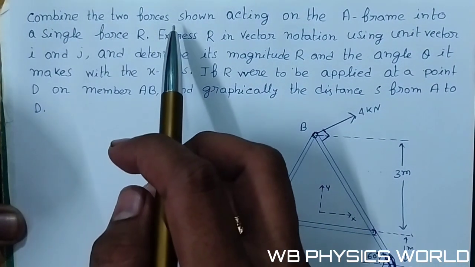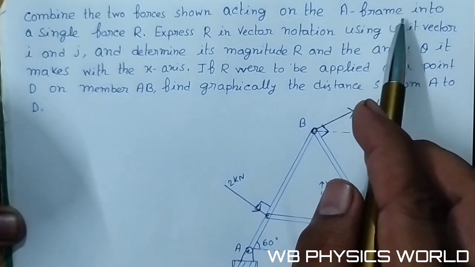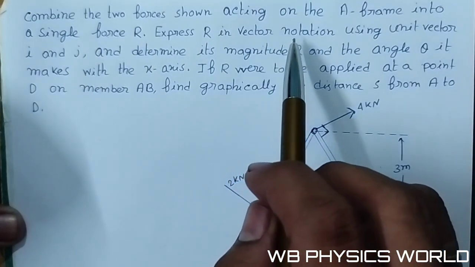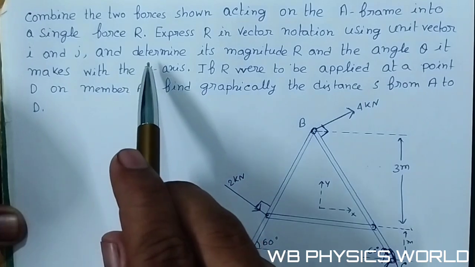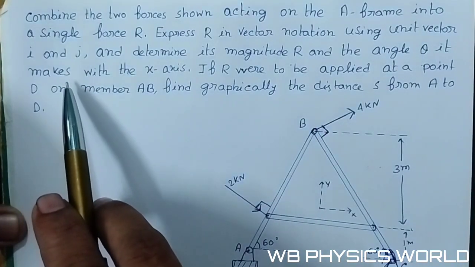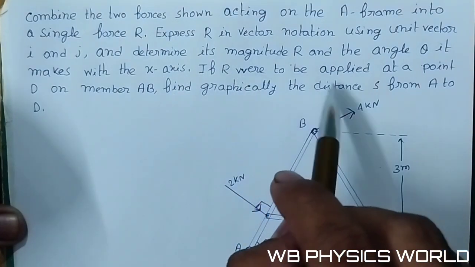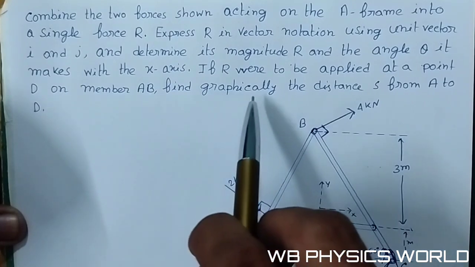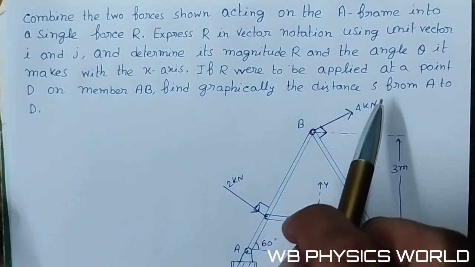Combine the two forces shown acting on the A frame into a single force R. Express R in vector notation using unit vectors i and j and determine its magnitude R and the angle theta it makes with the x-axis. If R were to be applied to a point D on member AB, find graphically the distance S from A to D.